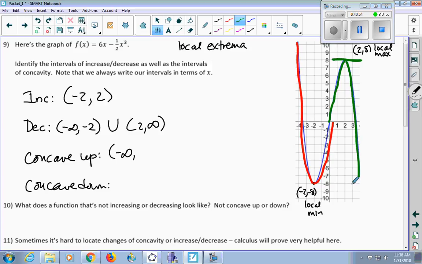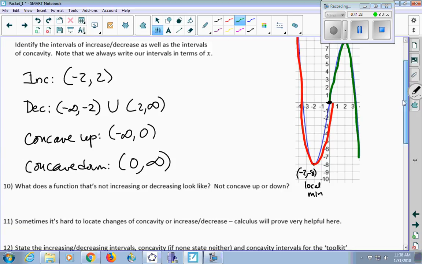So we say our graph is concave up from negative infinity to 0, right to there. And then we have a transition, right? At 0, we're going to go from being concave up to concave down. So 0 to positive infinity, we make our transition. So those are the intervals where we're increasing and decreasing, and we're concave up and concave down.